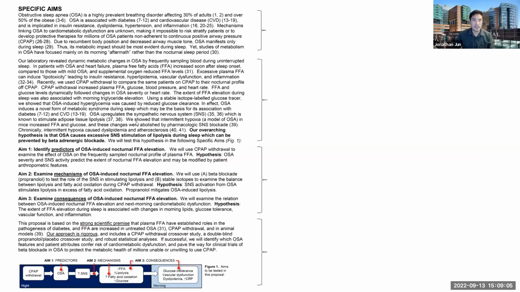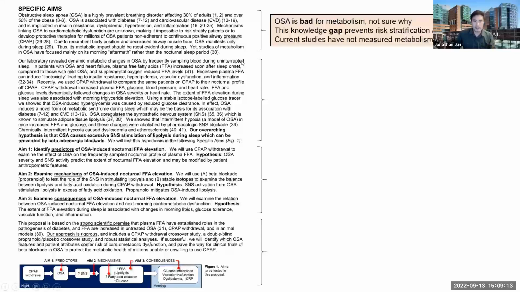All right. You're not intended to read this. I'm showing you my specific aims page on a grant that I'm funded on right now. This is an R. First paragraph, I'm going to hit on those same topics. Why is this significant? This first paragraph just says sleep apnea is bad for metabolism. We don't know why. That's the gap. Why is that a problem? The knowledge gap prevents risk stratification and targeted therapies, and current studies are not measuring this, okay?